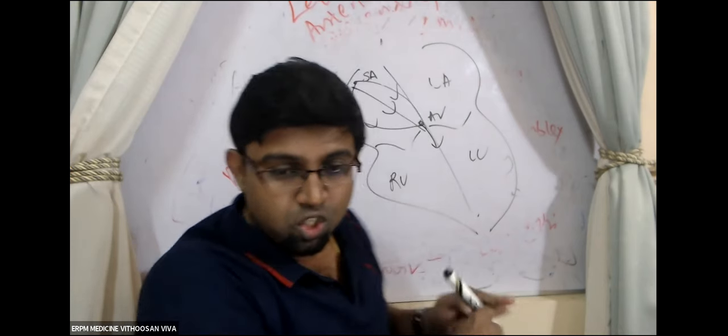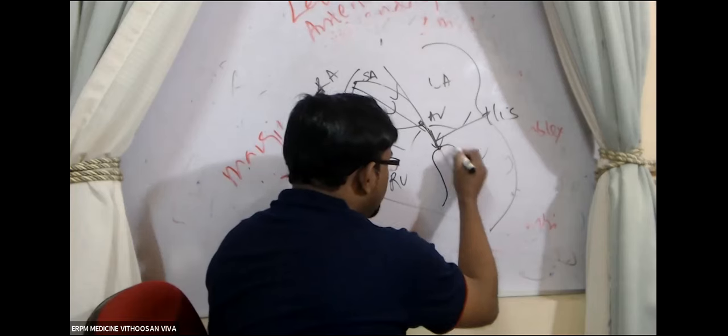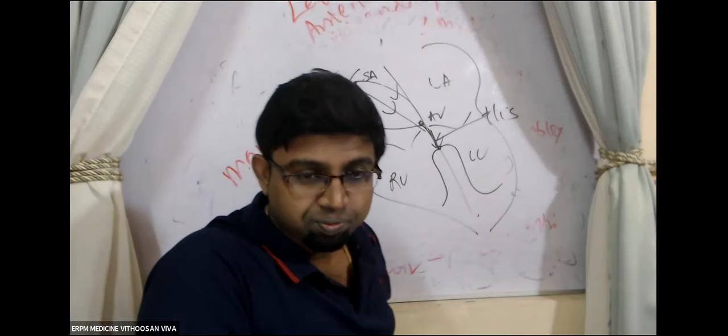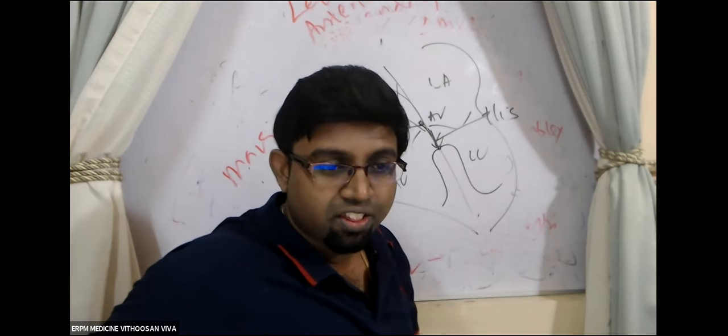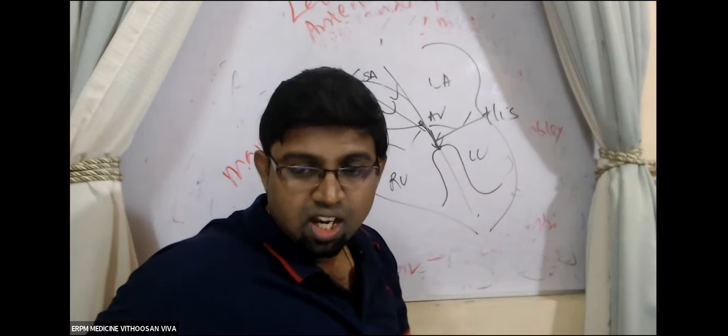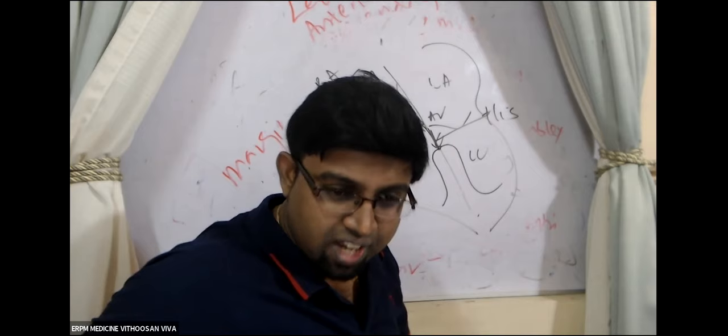So this is coming from the SA node to the AV node. From the AV node, it comes to the His bundle, the good old days anatomy. You may remember this His bundle divides into two. What are the two bundles? Right and left.